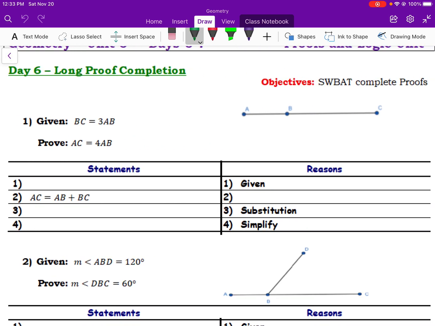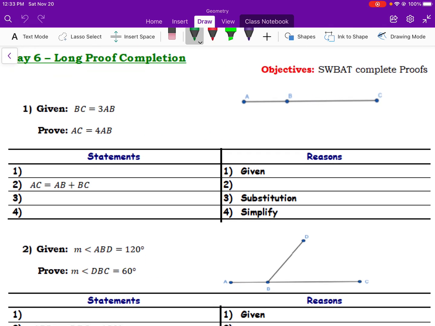So here we go. If we are given that BC, this is the line segment BC, is equal to 3 times AB, that's my given. We always write our given as our first statement here. BC equals 3AB, and that's just my given.